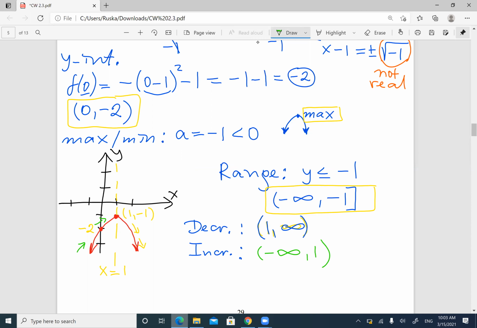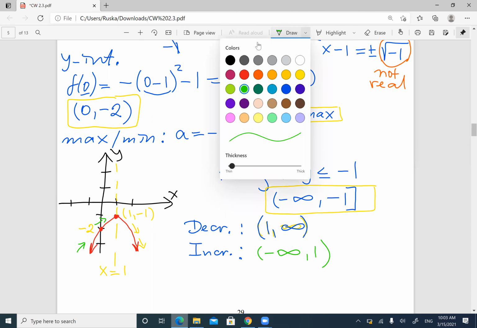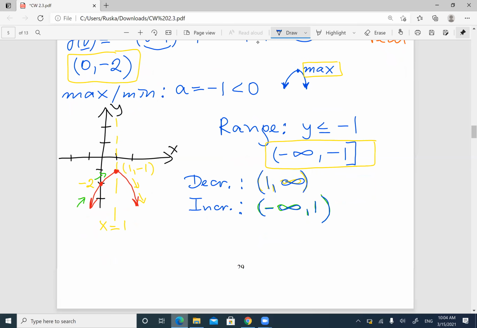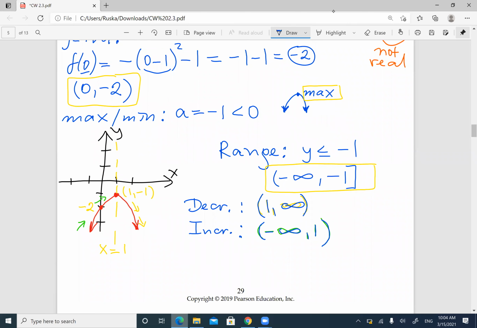Always when you write the intervals of increase and decrease, make sure you look at the x-axis, the x-coordinates, okay? So these are the intervals of increasing and decreasing, and this is how you finish this problem, okay? Any questions?